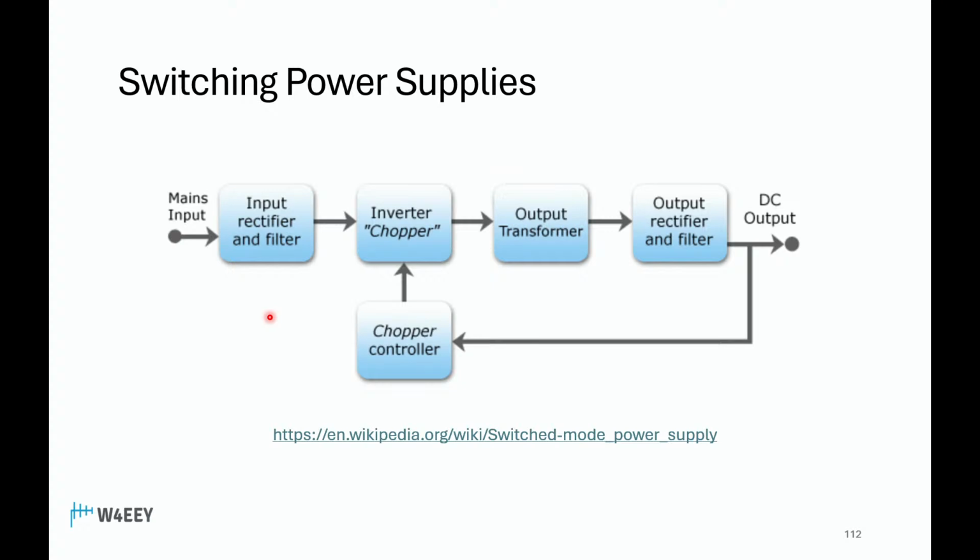Here's a little picture of how they work. Input, rectifier, and filter. This happens right at the mains input, right off the wall. It's chopped up. There's an output transformer, rectifier and filter, and DC output, and then there's a feedback loop that comes back. If the voltage is too low or too high, depending upon the load, it will adjust the pulse width of the inverter chopper to bring the DC output up to what you want. So here's an article if you want to know more.